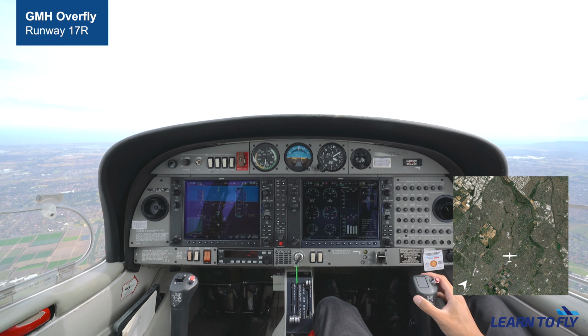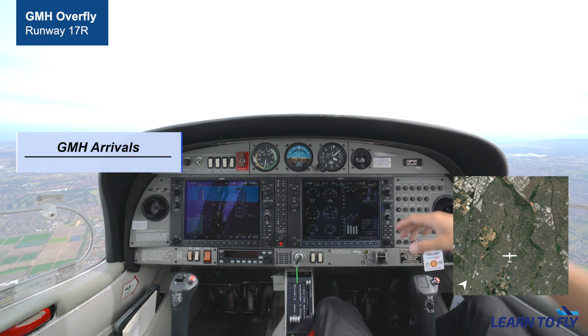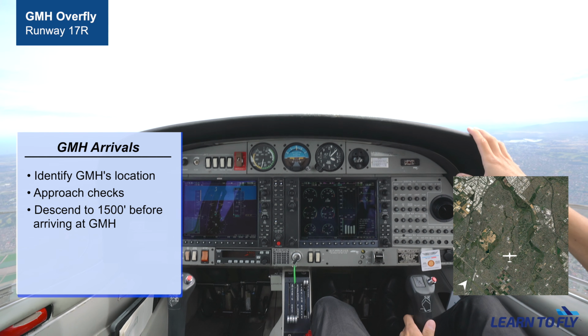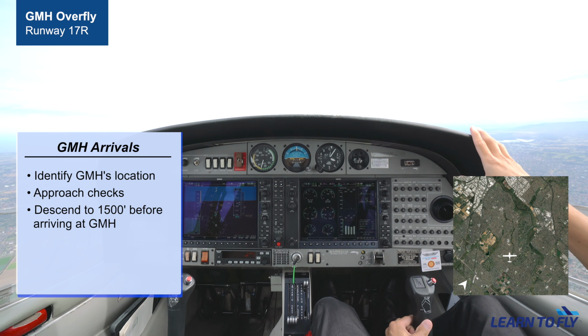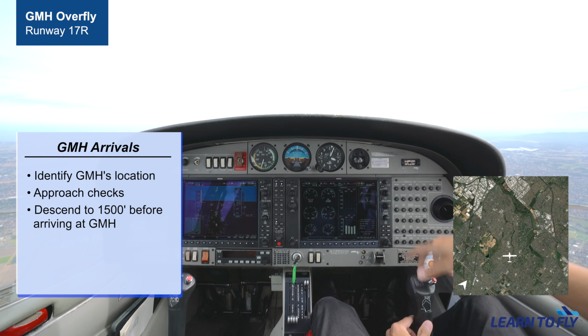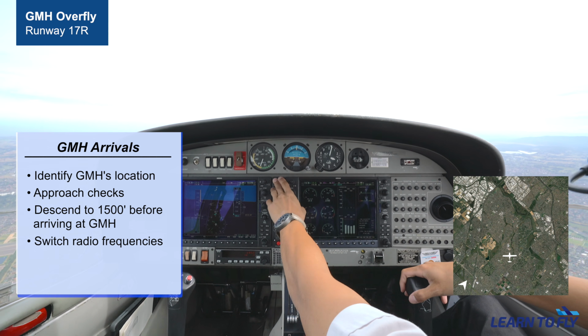You can see we're getting closer to GMH. I think we may have to increase the rate of descent, because we're still pretty high. So I'm going to reduce more power and lower the nose a little bit more. And don't forget to turn on COM 1.